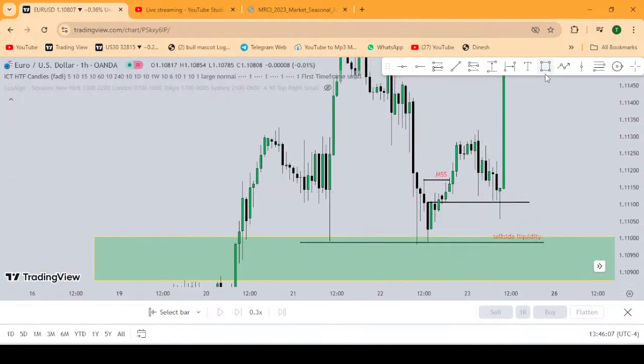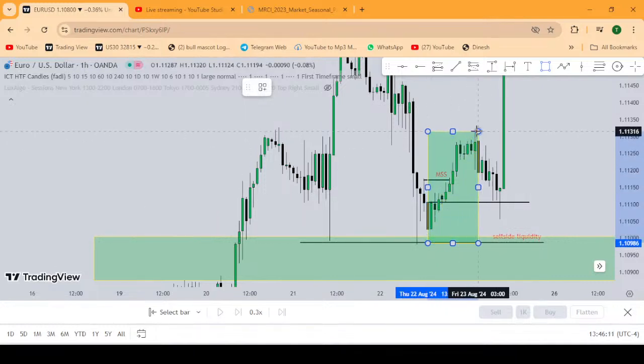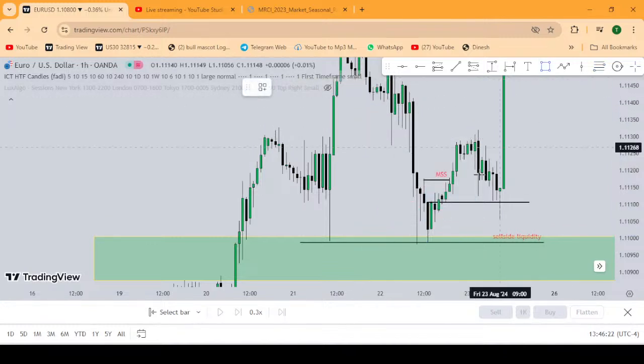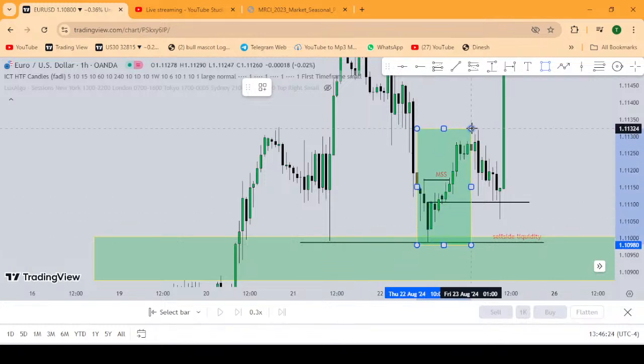And those who understand premium discount, we start that from this low to this high as our premium discount. If I'm to use the fib tool, this fib tool gives us, I don't know if you can see it, I don't think you can see it. Let me just use this to show you from here up to here.